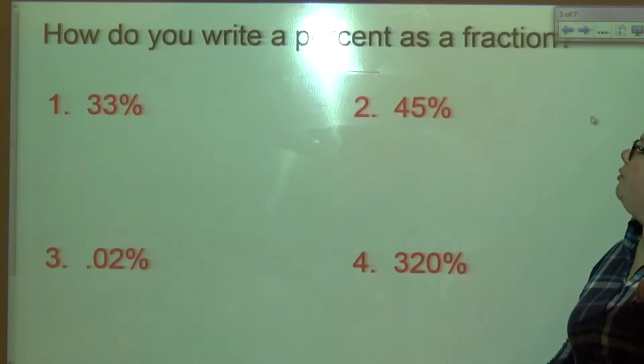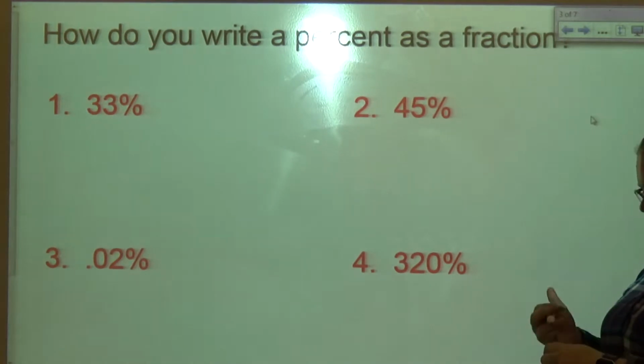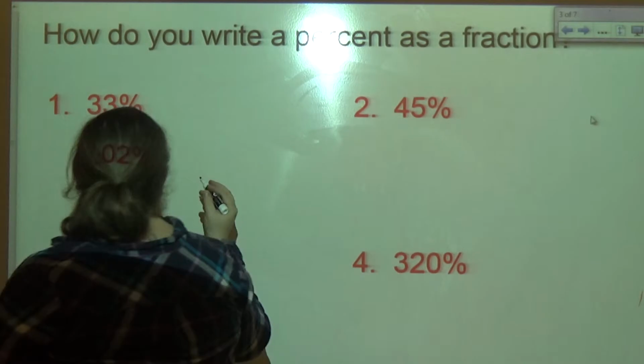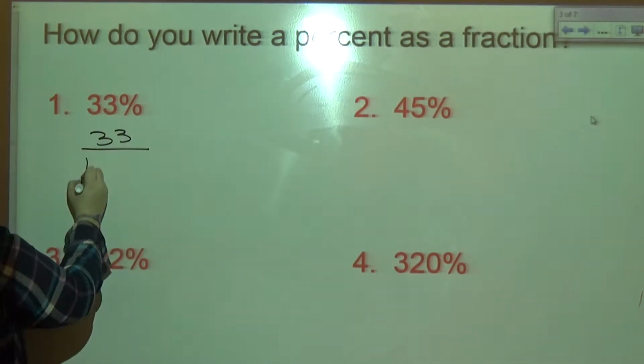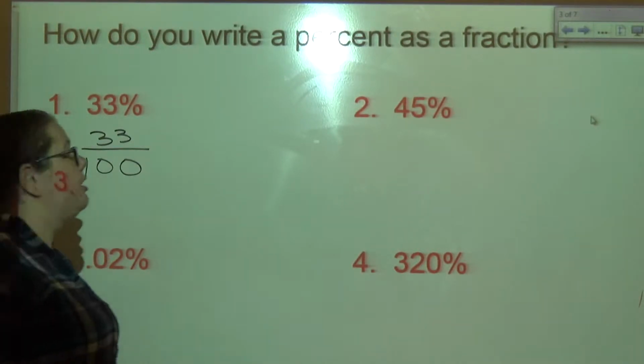Alright, so how do you write a percent as a fraction? Well, if a percent is out of 100, all we're going to do is write it as 33 per 100. And then try to simplify. Can you simplify that fraction? Nope. We're done.